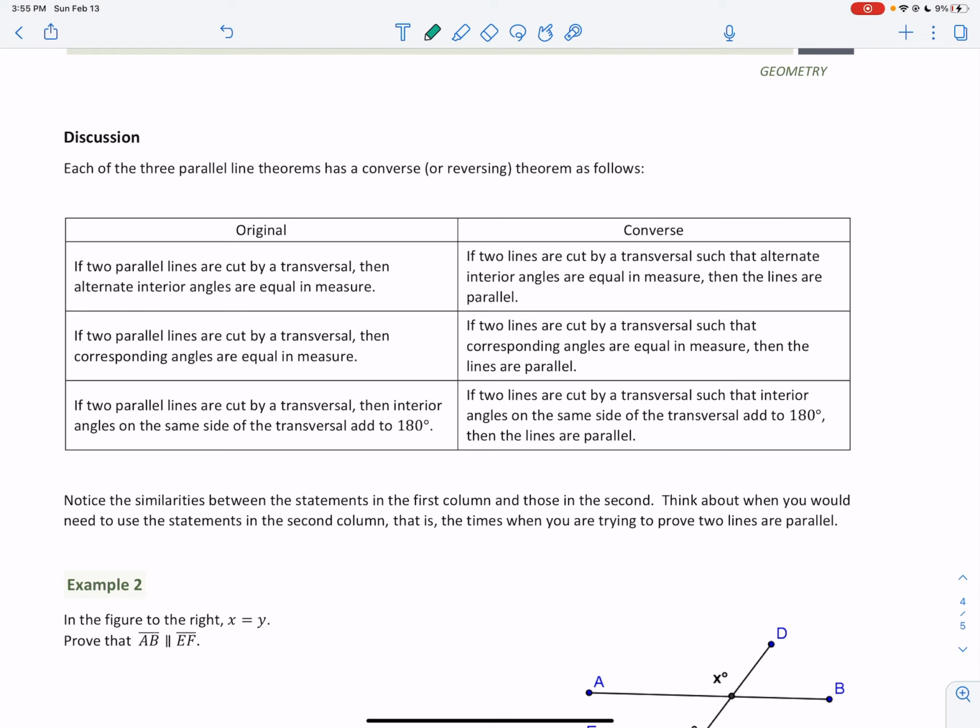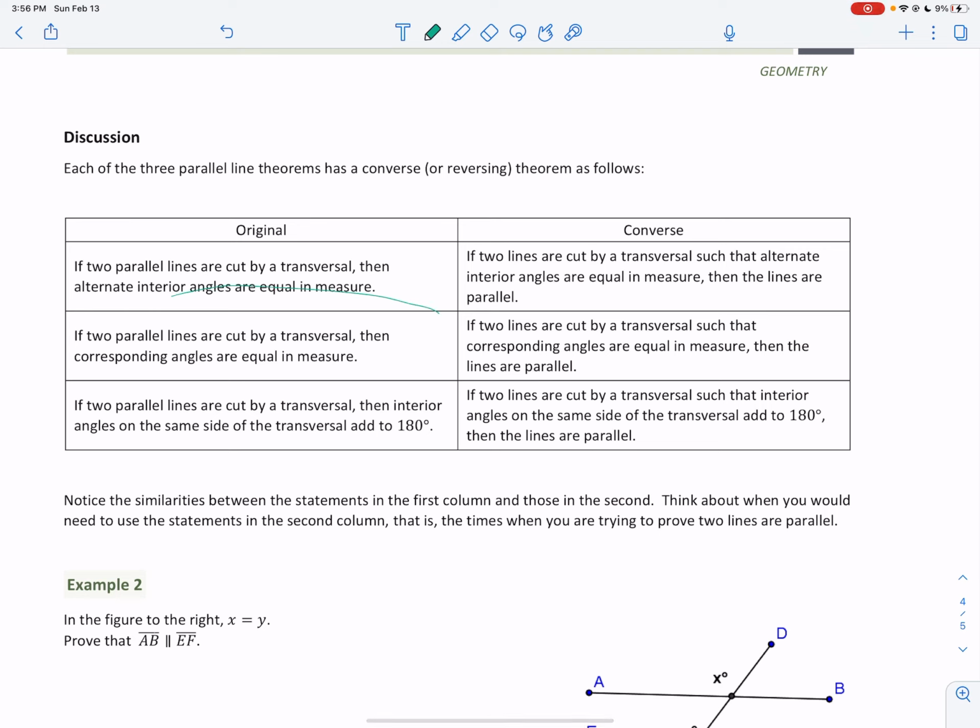And if we can prove two lines are cut by a transversal and their alternate interior angles are equal in measure, then we can go the other way and prove that it's parallel. And the same thing here. If two parallel lines are cut by a transversal, then corresponding angles are equal in measure. And then reading the converse, if two lines are cut by a transversal such that their corresponding angles are equal in measure, then this proves that they're parallel.